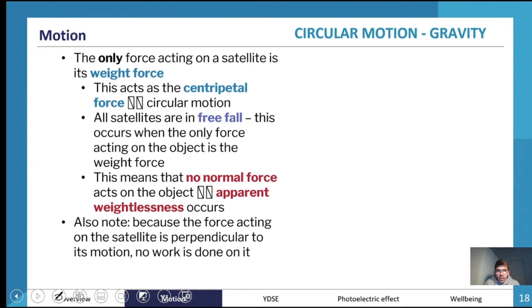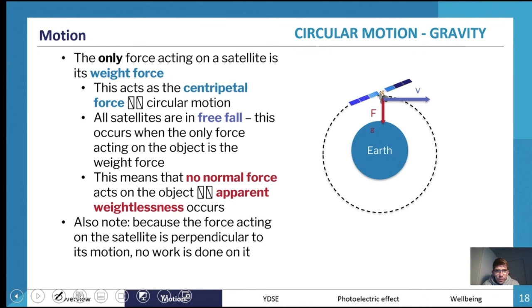Okay, so the only force acting on a satellite is the weight force. Again, this acts as a centripetal force. The satellite is in free fall, and this occurs when the only force acting on the object is the weight force. This means that no normal force acts on the object, and therefore the object feels apparently weightless. Also note that because the force acting on the satellite is perpendicular to its motion, no work is done on it. That's a good point.